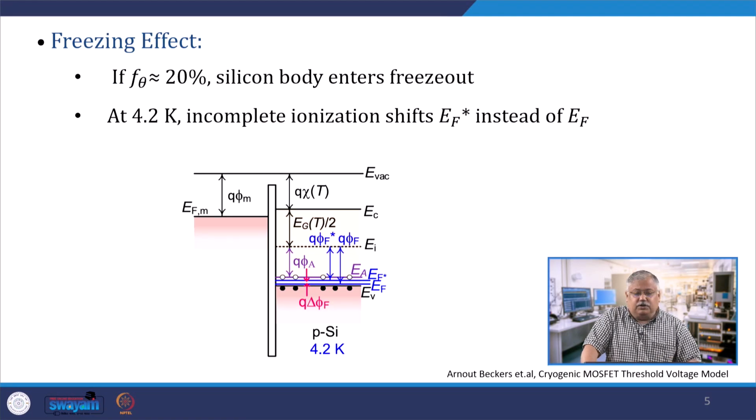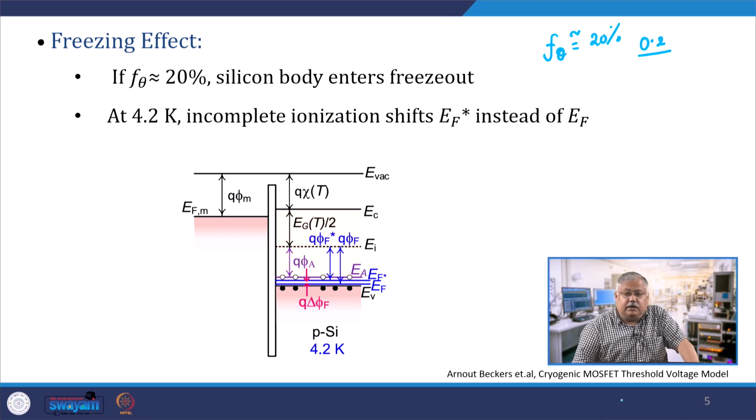Now, let us come to what is known as the freezing effect in devices. Let us assume that if my F theta is around 20%, which means that my ionization is 0.2, 20%, which means for every 100 dopant or acceptor species which you are inserting into the system, only 20 species are contributing to the overall electron or hole concentration. We define that the silicon body has entered into a freeze out.